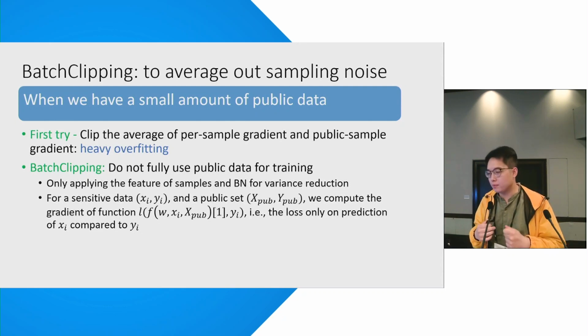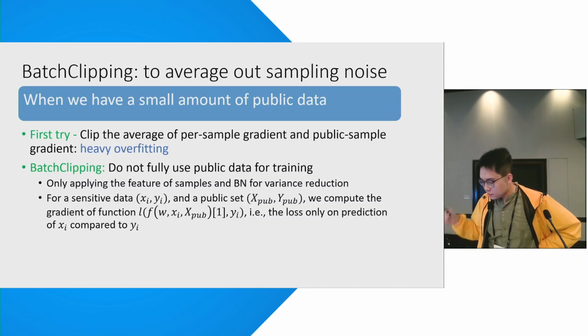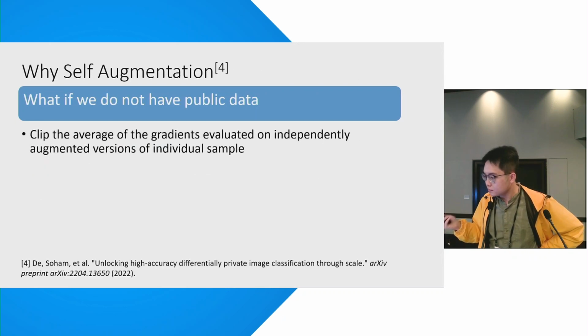It will cause heavy overfitting. So in this paper, we propose batch clipping. We still want to use a small amount of public data, but we won't fully use those public data for the training. We only use the public feature to smooth the gradient computation, but the public label will not be defined in the loss function. In this way, we avoid the overfitting.